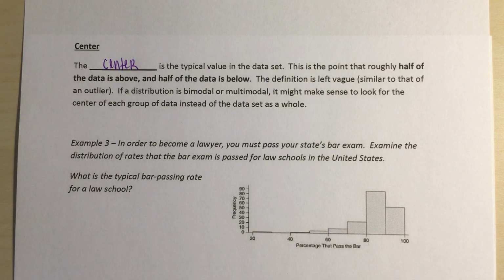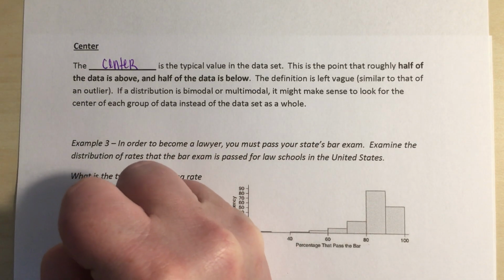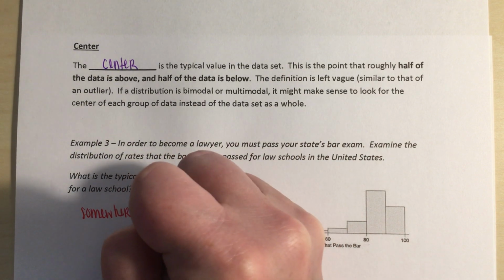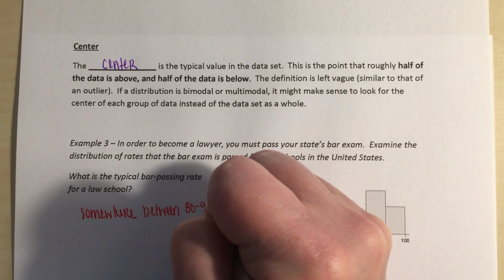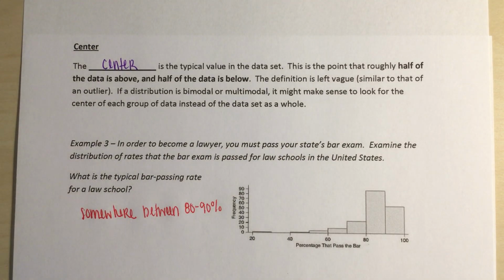So that would be somewhere in that middle bar. We would expect our center to be somewhere between 80 to 90%. So our center is the typical value. Again, half of our data is above, half of our data is below.